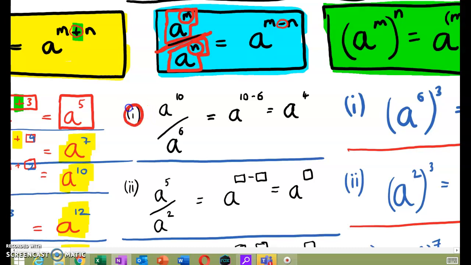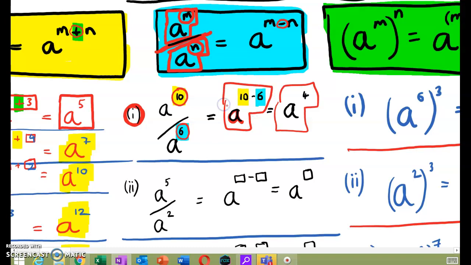So take this part 1 as an example. A to the power of 10 is being divided by a to the power of 6. To get my answer, all I need to do is write a once. I don't need to write it twice anymore. And get my top power and take it away from the bottom power. And when I do that, I get a to the power of 4. That's my answer. So the top power minus the bottom power. That's the rule. That's how you get your answer.